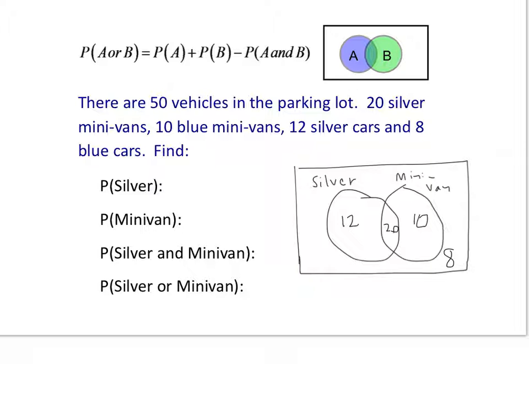And 12 silver cars. Doesn't matter that they're a car, it matters that they're silver. So 12 goes in the silver circle. And then 8 blue cars, and we didn't take into account another circle with blue, so we put that outside of the Venn diagram. Now let's look at the first question.